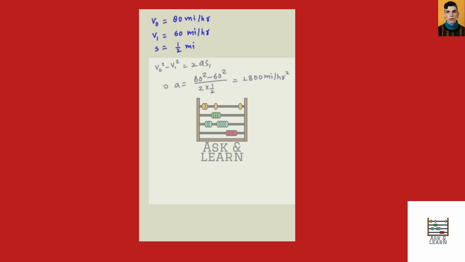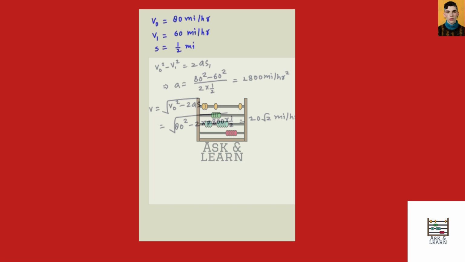Now using the same equation we can find the velocity of the train at the crossing, which will be v equals the square root of (v0 square minus 2as). After substituting values we get v equals the square root of (80 square minus 2 multiplied by 2800 multiplied by 1/2). So from here v comes out to be 20 root 2 miles per hour. This is the crossing speed of the train.